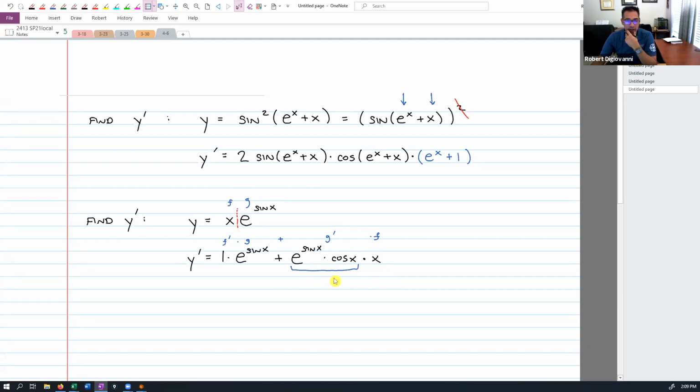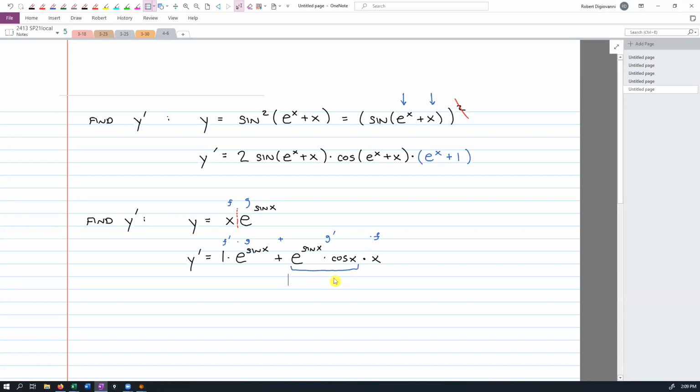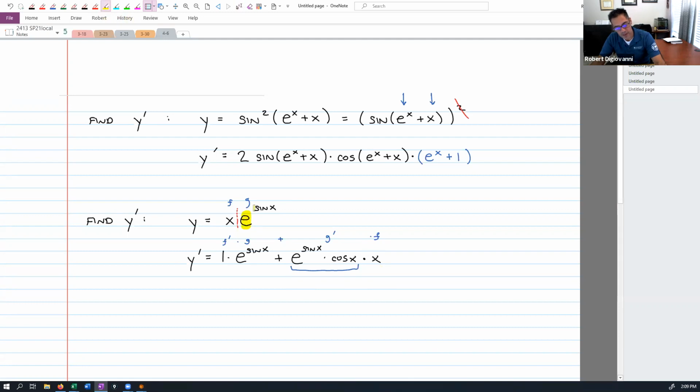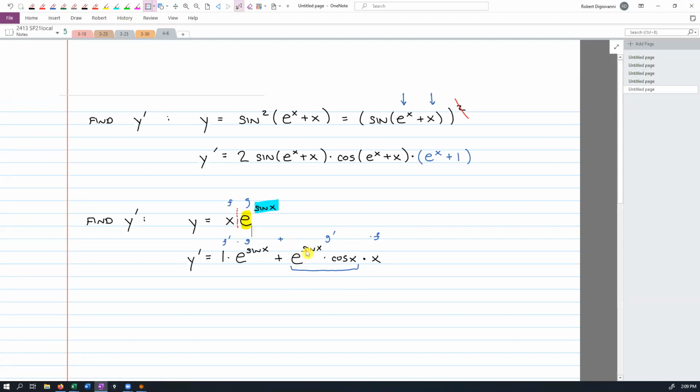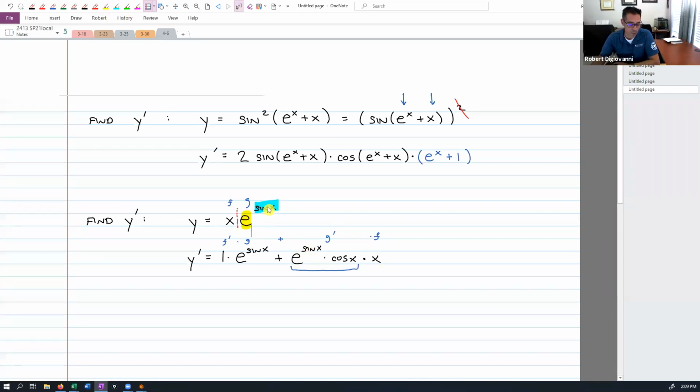Who needs clarification on that? I do, just a little bit. Okay, so are you okay with the fact that when you have e raised to anything, the derivative of e to something is just itself? Yes, sir. Okay, and then once you've done that, you have to look at what's up here and take the derivative of that, which is where the cosine comes from. So this is a chain rule happening on this piece, the yellow and the blue.